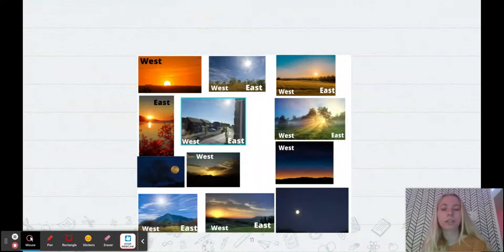This is an example of the pictures that would be presented on a PowerPoint to the students for this activity. Most pictures are labeled with the location of east and west in order to tell where the sun is in the sky, if it's setting or rising, which would be helpful for students to tell where the sun is.